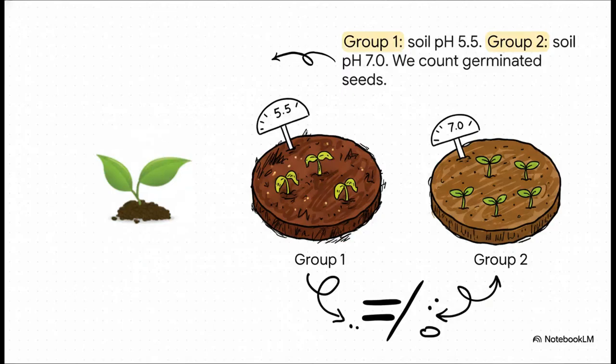All right, let's set up our experiment. We've got two groups of pots. Group 1 has some acidic soil, and Group 2 has neutral soil. Now remember our null hypothesis, right? It's that this pH difference is going to have zero effect on how many seeds germinate. Our mission is to see if we can gather enough evidence to reject that idea.